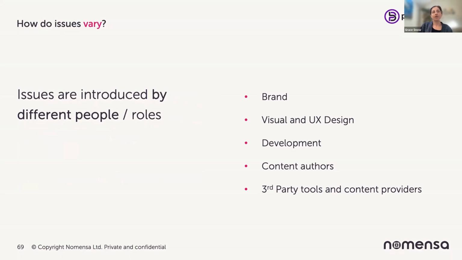So issues are introduced by different people and roles. You can get accessibility issues introduced at brand level. If a brand color that they want to use across a whole site is going to have really, really poor contrast, then you might have a problem early on that needs a tweak, so that brand color will only get used on decorative elements. Visual and UX design can introduce them, development, content authors, and as I mentioned, third-party tools or plugins or content providers.